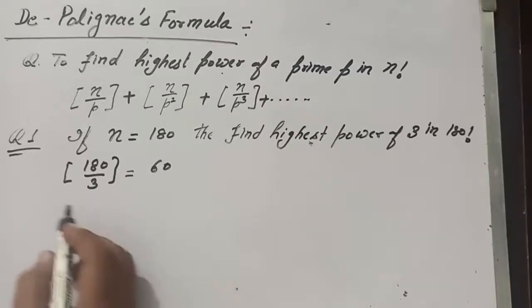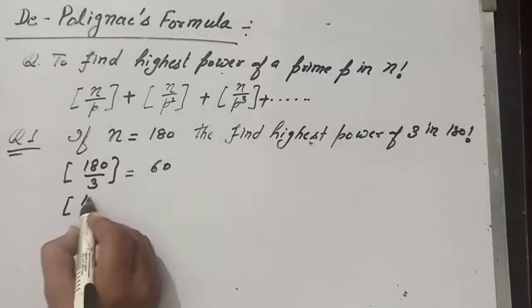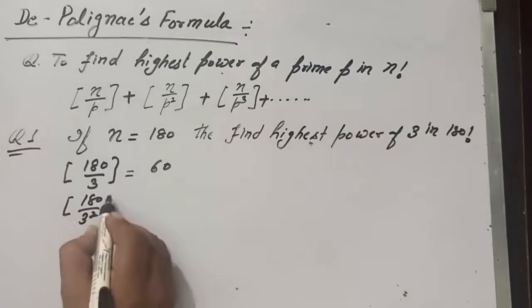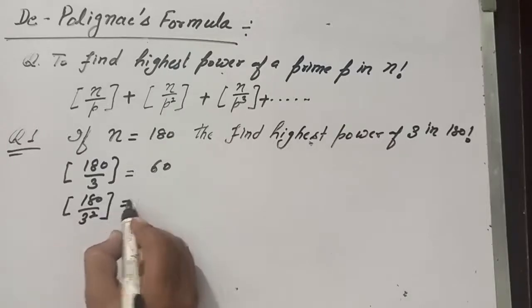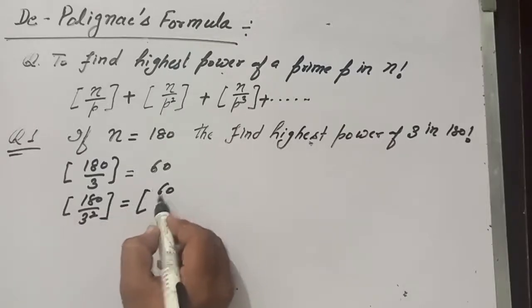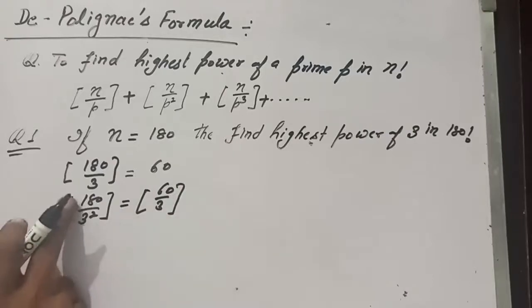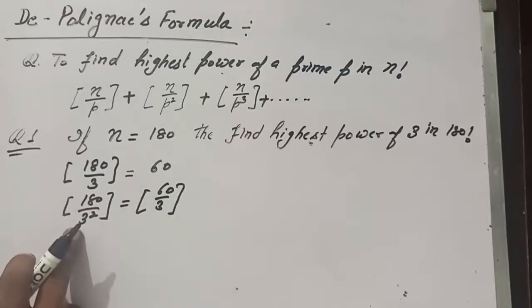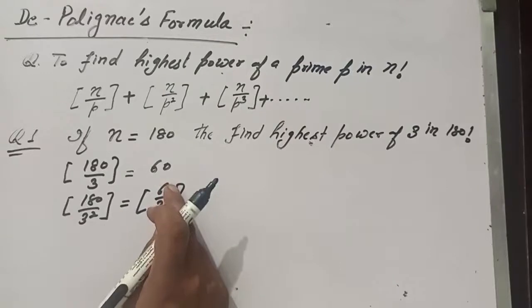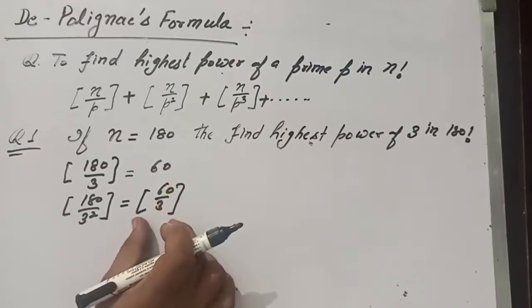Again, 180 by 3 square. Dividing 180 by 3 square is equivalent to 60 by 3. If you find the greatest integer of 180 by 3 square, that will be the same as the greatest integer of 60 by 3.